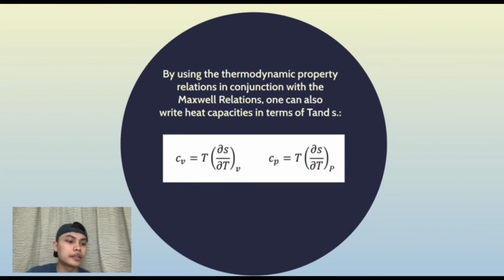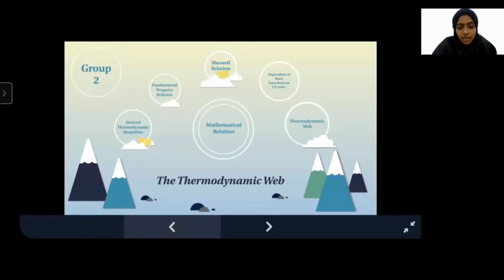By using the thermodynamic property relations in conjunction with the Maxwell relations, we can also write heat capacities in terms of T and S, as shown in the slide. Alright, now moving on to the dependence of state functions on temperature, pressure, and volume.